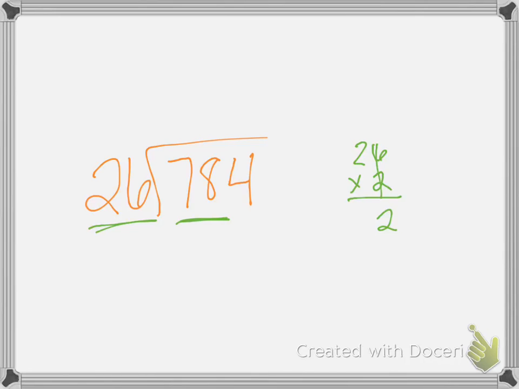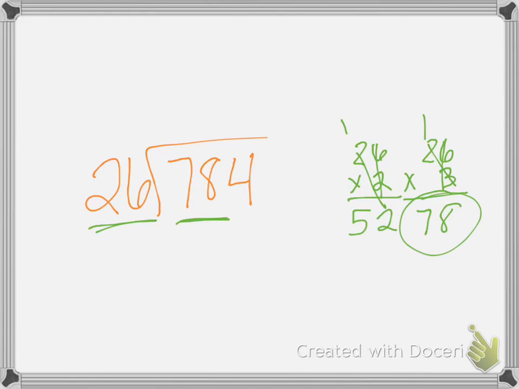6 times 2 is 12, 4, and 5. So that's too little. We have to go up 1. So let's do 26 times 3. Okay, so now I did 26 times 3 over here, which actually gives us 78. So 26 can go into 78 3 whole times.